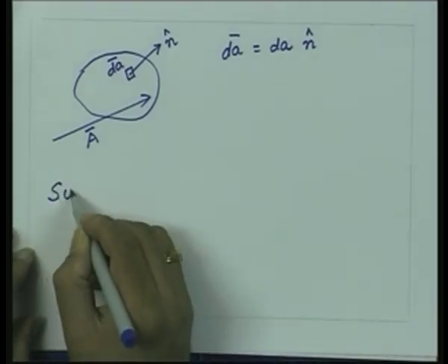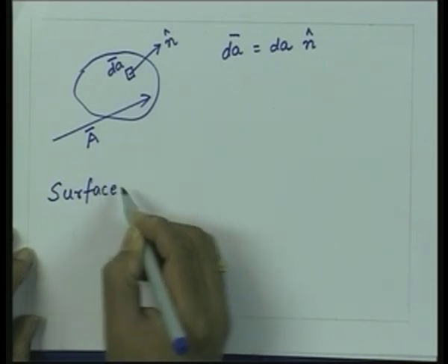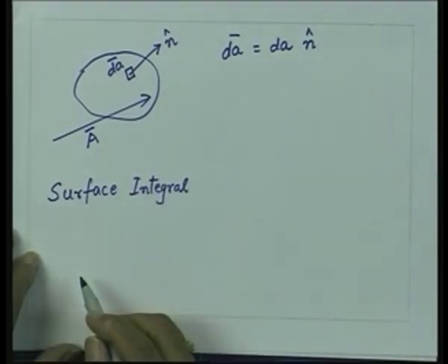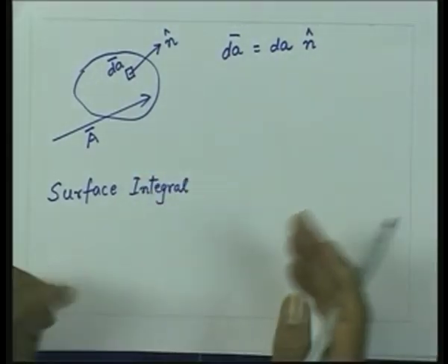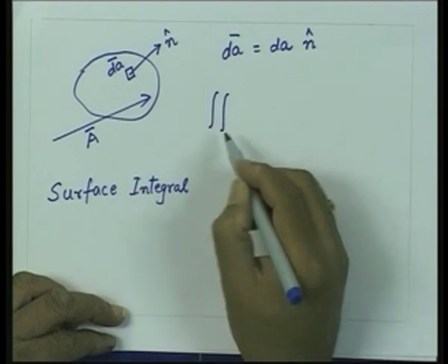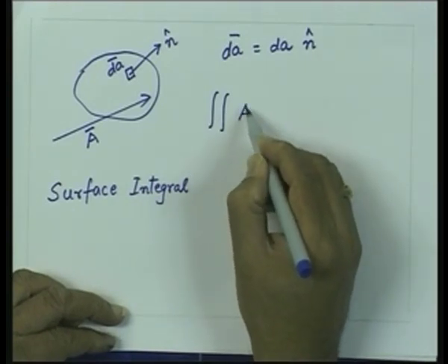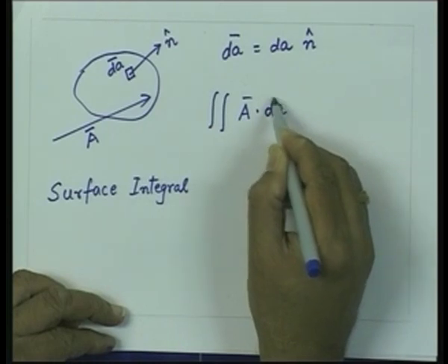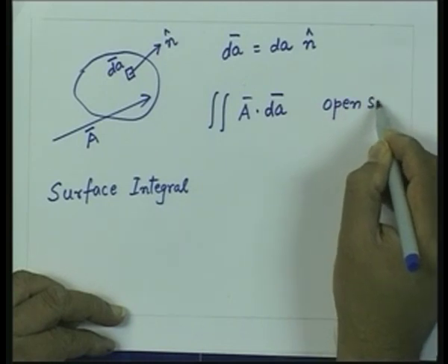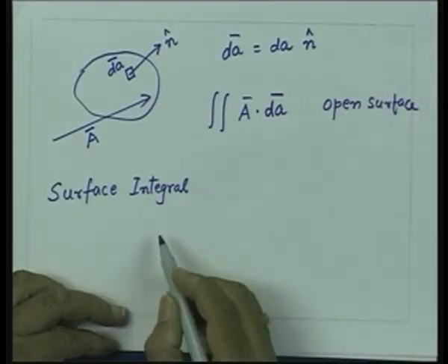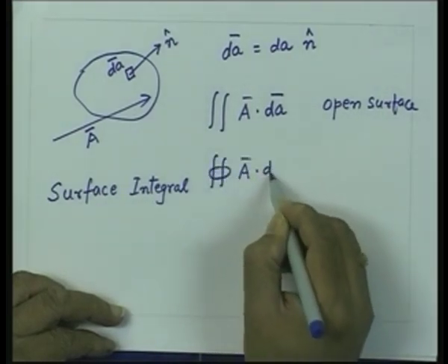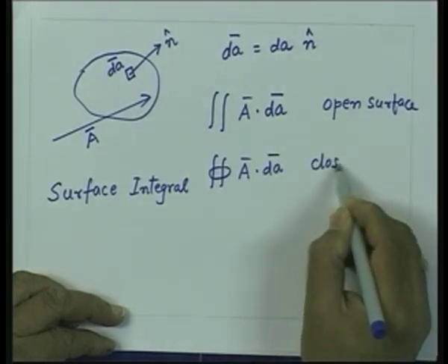So, we have here now the surface integral. If I have a surface which is an open surface, then I have this as a double integral of A dot dA. This is for an open surface, and A dot dA for the closed surface.